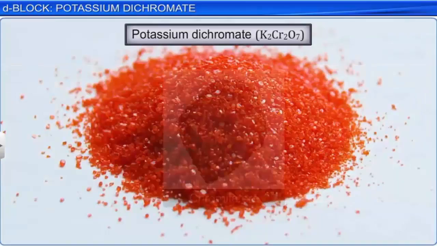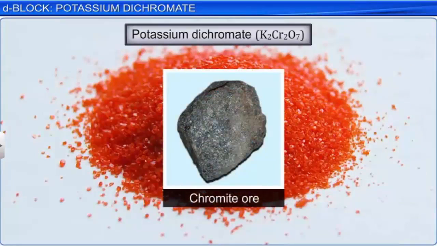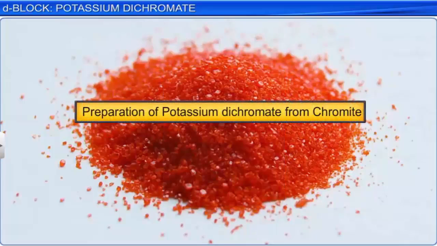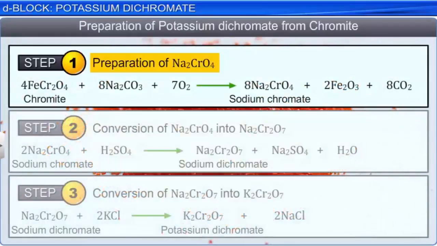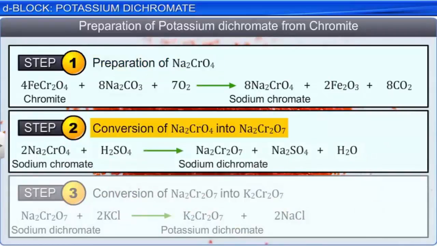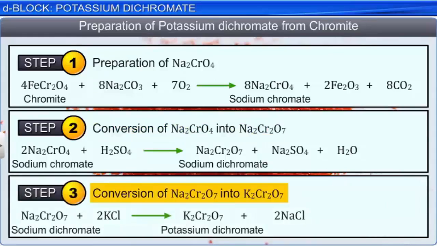It is prepared from its ore, chromite. The preparation of potassium dichromate from chromite involves three steps. They are preparation of sodium chromate, conversion of sodium chromate into sodium dichromate, and conversion of sodium dichromate into potassium dichromate. Let us see the process in detail.